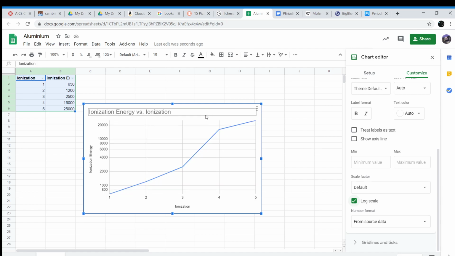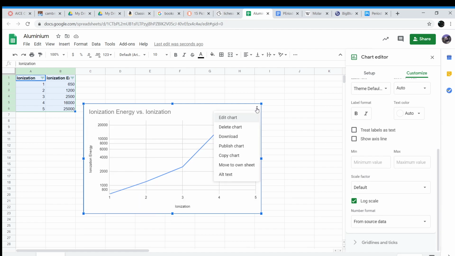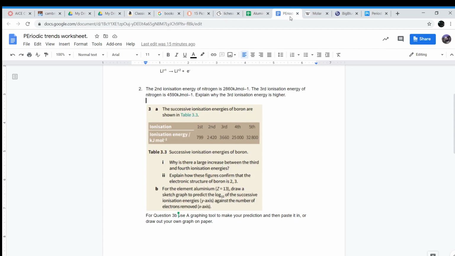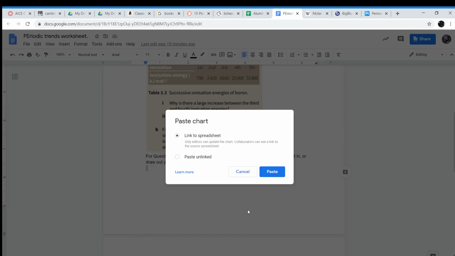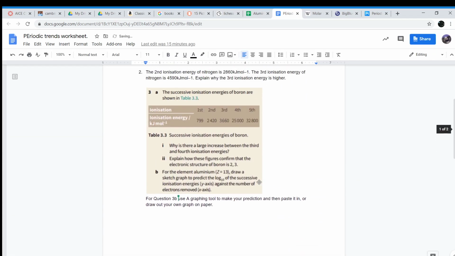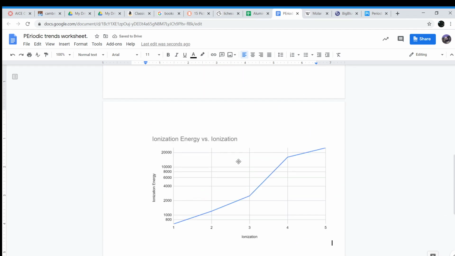And so what you'd do is take this and hit copy chart, and you'd paste in your chart. Go ahead and paste unlinked, and that way your chart's actually in there. And that's what we would be looking for here.